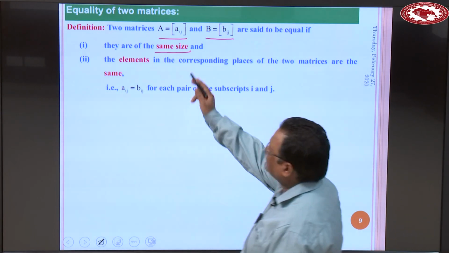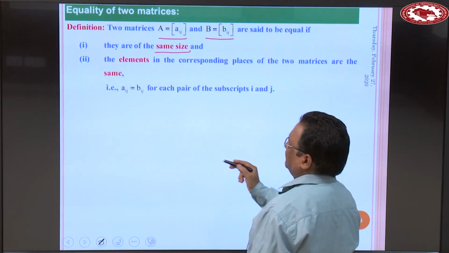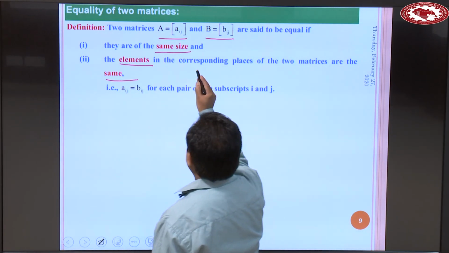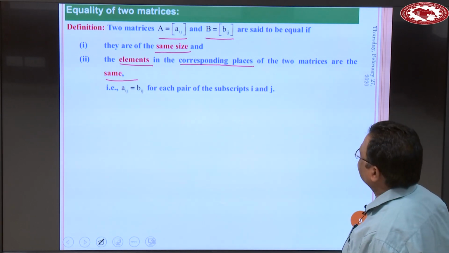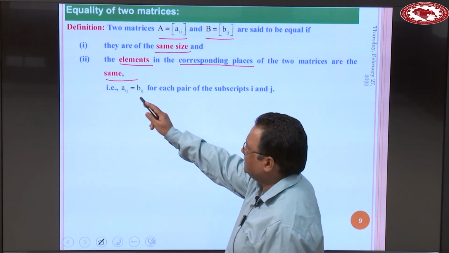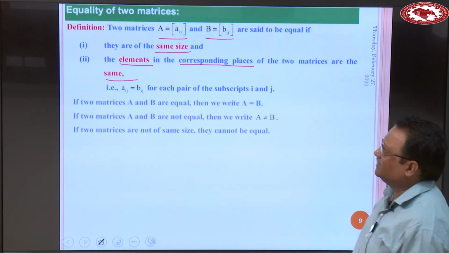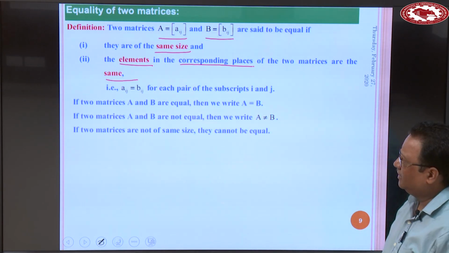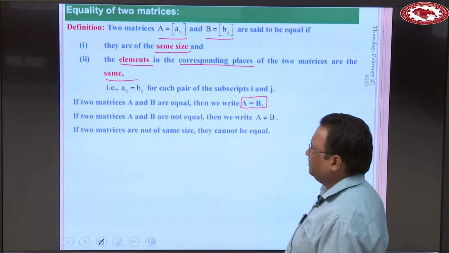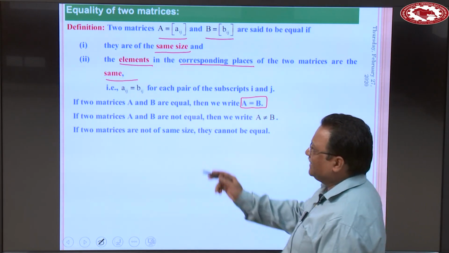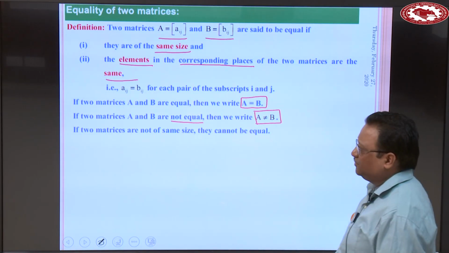Okay. So, they are of the same size, and second, the elements in the corresponding places of the two matrices are the same. That is, Aij is equal to Bij for each pair of the subscripts i and j. Then we can say that these two matrices are equal. So, if two matrices A and B are equal, then we can write A is equal to B. If two matrices A and B are not equal, then we can write A is not equal to B.